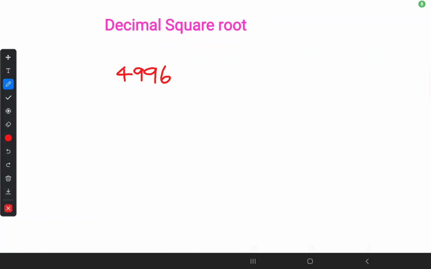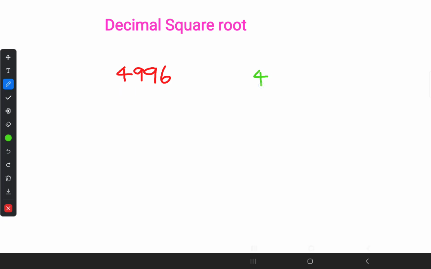Let's look at decimal square roots. Here you have a number. This is not a perfect square number, so let's find the square root. Before starting, you should make these numbers as pairs, from the decimal point. So 96 is a pair and this 49 is another pair.